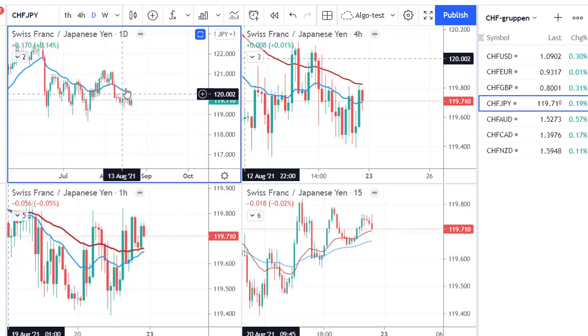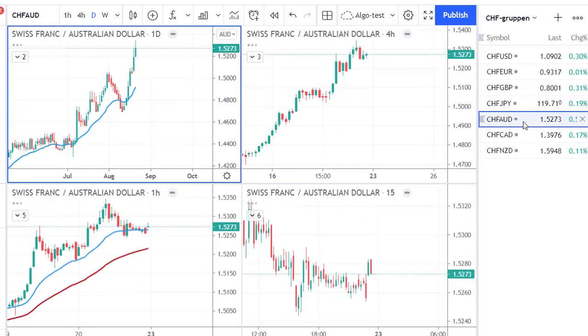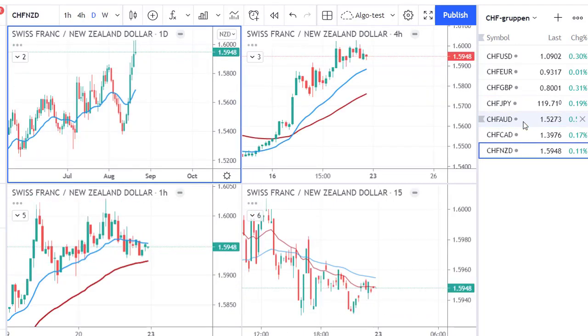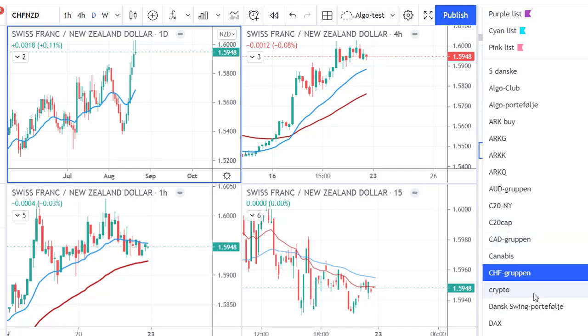And you can see they are just trading sideways right now. And you can see, of course, the Swiss towards the Australian dollar, the Canadian dollar, and the New Zealand dollar is going through the roof here. So there are some very good trades to be taken here, I'm certain. So I'm doing this with every single group.